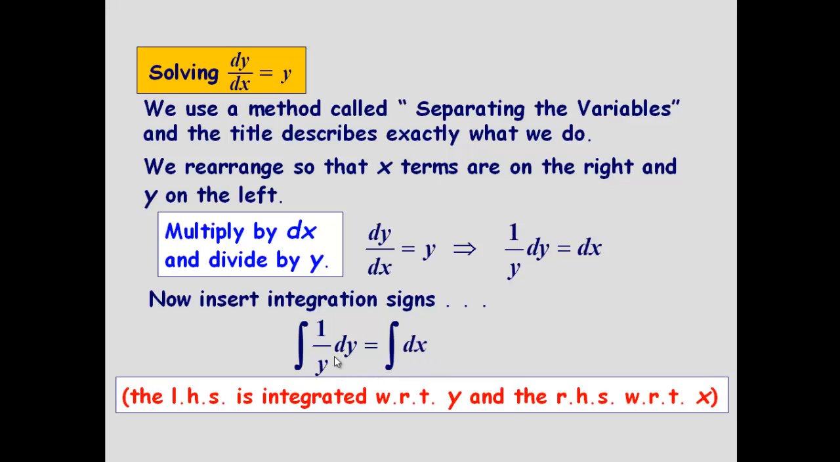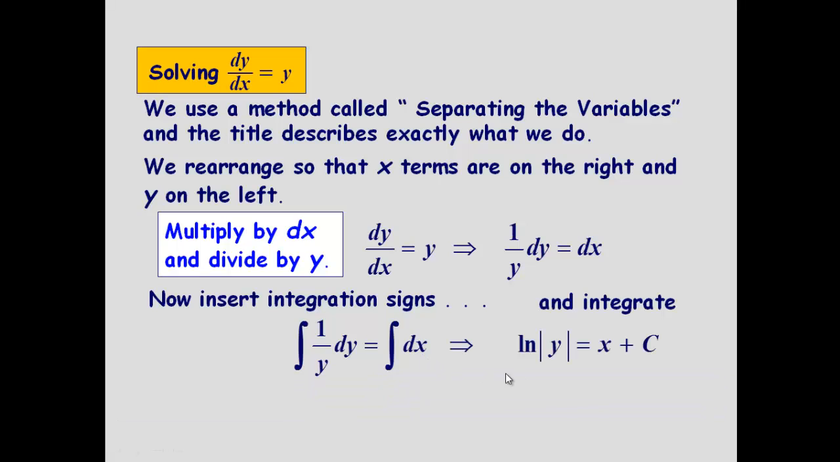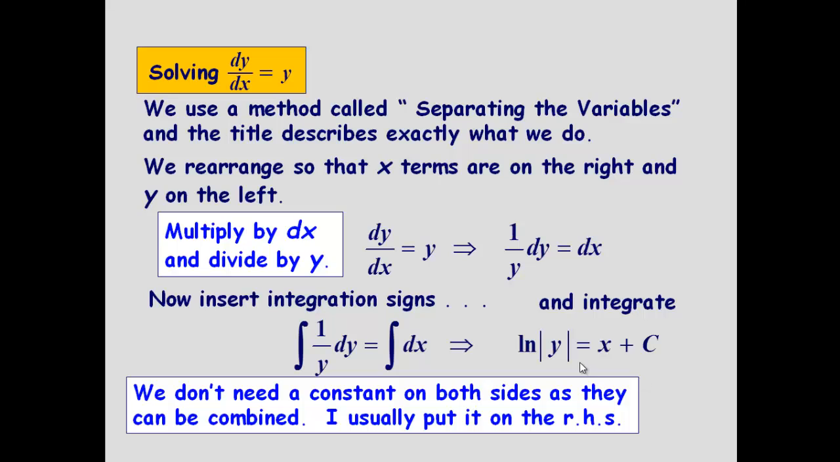So we integrate the left hand side with respect to y, the right hand side with respect to x, and we get this. 1 over y, as I hope you remember, integrates to ln y, ln mod of y, because obviously we can only have ln of positive numbers, and then on the right we get x. We need a constant of integration, but we don't need the constant on both sides. We don't need to put plus c and plus c, or plus c and plus d, which would be more appropriate, wouldn't it, as they needn't be the same thing. We just gather them together and put them on the right.